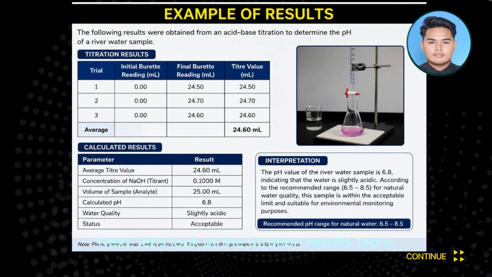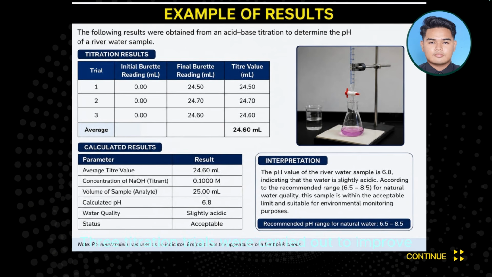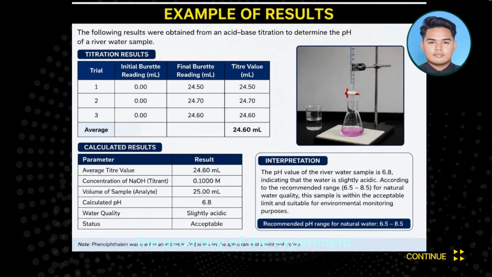Next, let's look at the titration results table. Three titration trials were carried out to improve the accuracy of the experiment. The titre values obtained were 24.5 ml, 24.7 ml, and 24.6 ml. Since the values are very close to each other, this indicates that the experiment was conducted consistently and the results are reliable. The average titre value obtained was 24.6 ml.